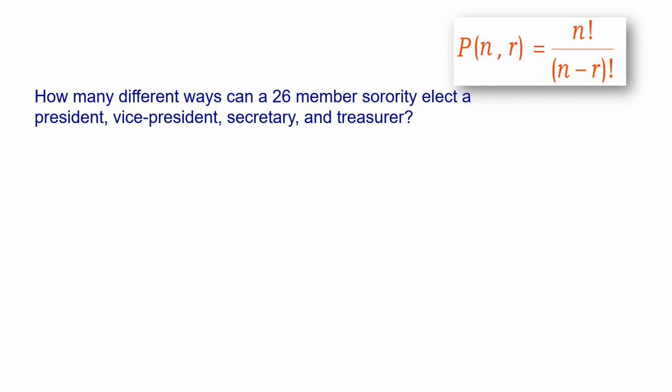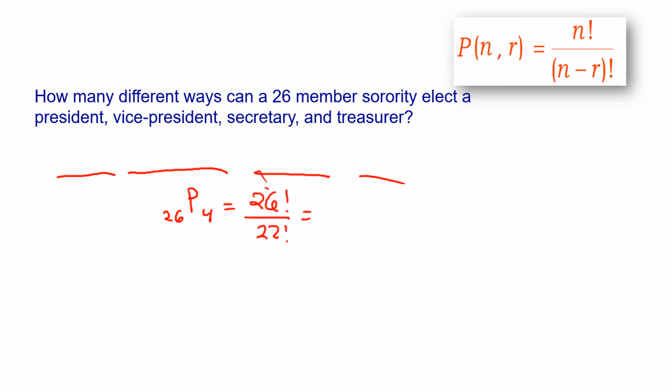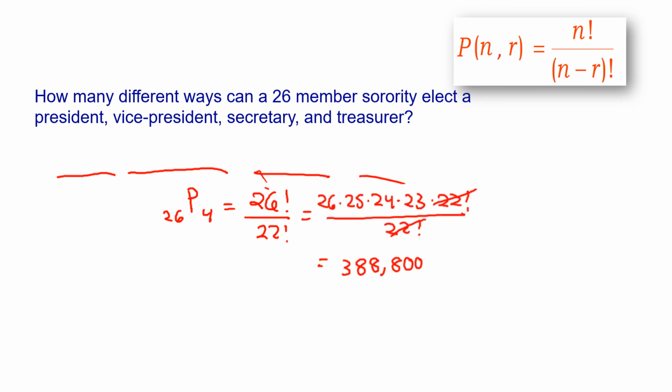So we would ask ourselves what's n and what's r. There's 26 members possible, but there's only four offices. So we're taking 26 things 4 at a time. We want the number of permutations. So it's 26 factorial over 22 factorial, because 22 is n minus r, and then we'll do some canceling there, and we get 358,800.